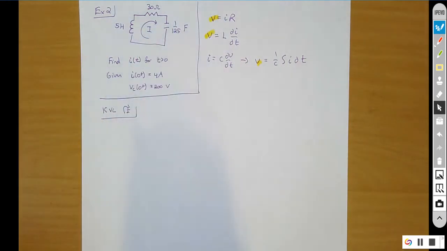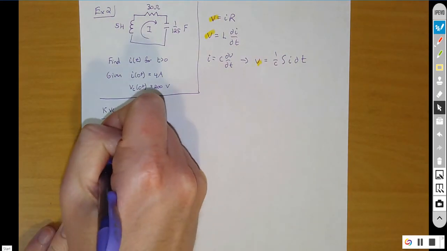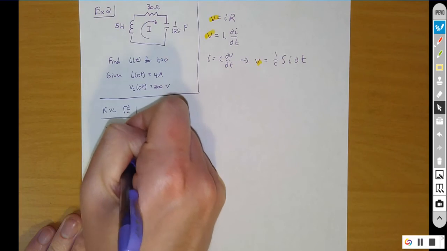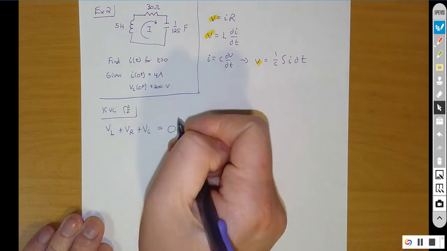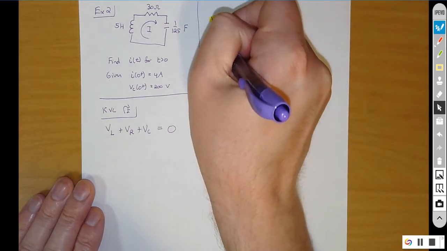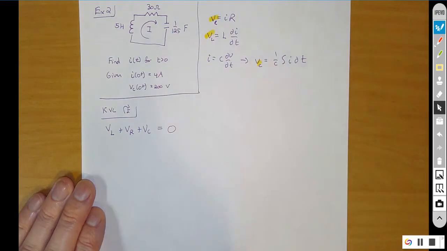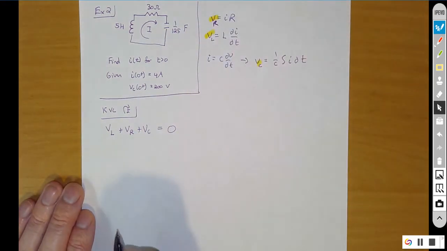So I'm going to write this in a way that we're going to use it later as well. But basically, I'm going to have the voltage through the inductor plus the voltage through the resistor plus the voltage through the capacitor all equal to 0. Okay? So this is the voltage through the resistor, the voltage through the inductor, and the voltage through the capacitor. Just to be clear, let's sub those in.